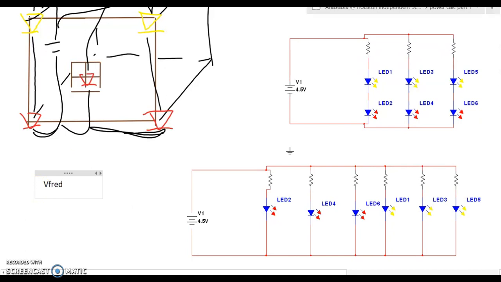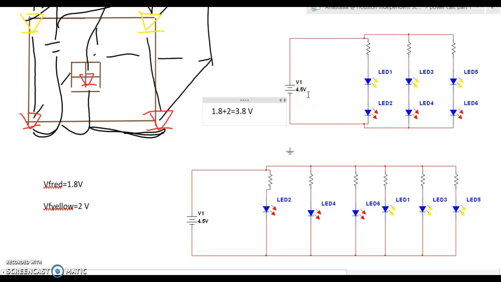So V forward of red, as we all know, is 1.8 volts. And V forward of yellow is 2 volts. As you can see, there is no way I can put more than 2 LED lights in the same branch, right? Because 1.8 plus 2 is going to be 3.8, and I have only 4.5 volts. If I add one more, I will definitely need more than 4.5 volts to light them up.